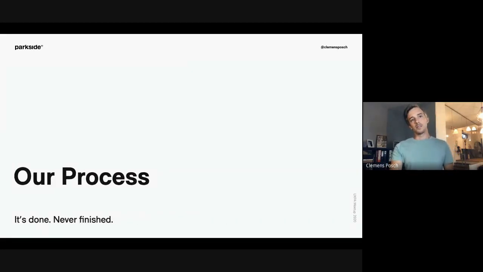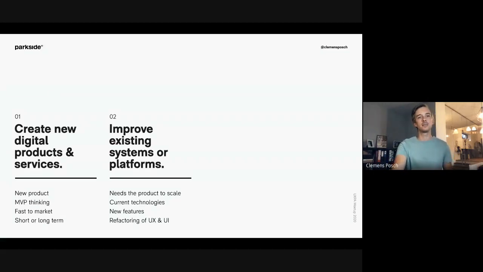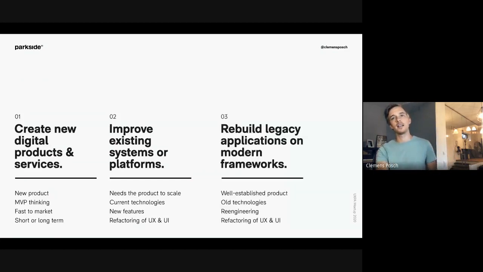Let's talk a bit about our process. Parkside is working with clients in different fields and stages through the entire digital product lifecycle, which means our process needs to adapt accordingly. The only common denominator is that they are in one of the following three stages. Either they want to create a new digital product or service, like MVP thinking, fast to market, or they need to improve their existing system or platform. So the product needs to scale with new features. We need to refactor some UX, UI. Or we need to rebuild legacy applications on modern frameworks. So the product is already in the mass market, well established, but it's using old technologies. So we need to do re-engineering and refactoring of UX and UI.